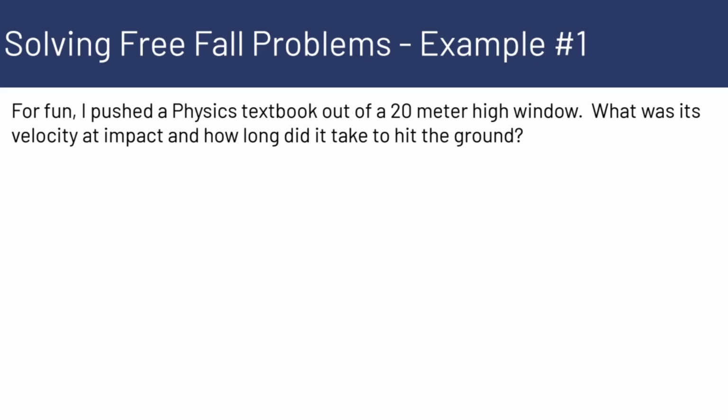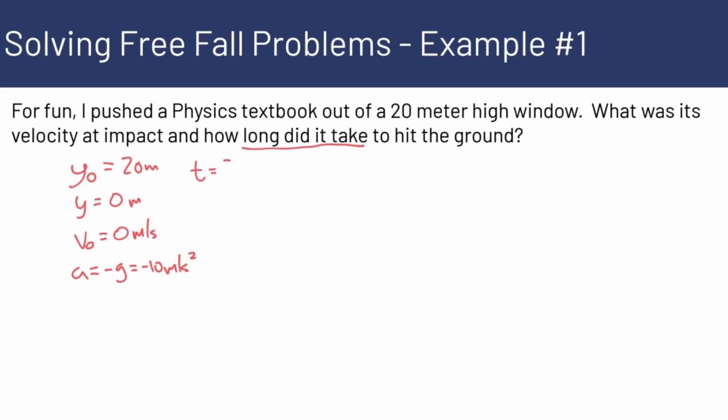Okay, so we have our y. So let's say y naught is equal to 20 meters. y is 0, because y naught is our starting height and y is our final height. Our v naught is equal to 0 meters per second. We know our acceleration, which is equal to minus g, which is equal to minus 10 meters per second squared. And we want to know how long did it take. So t equals question mark.